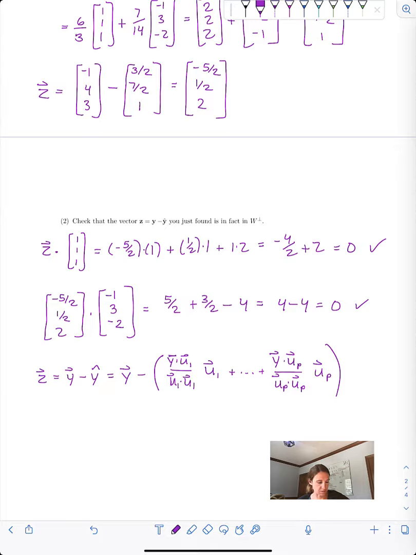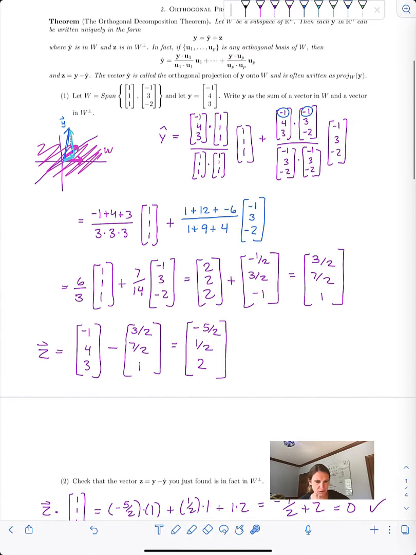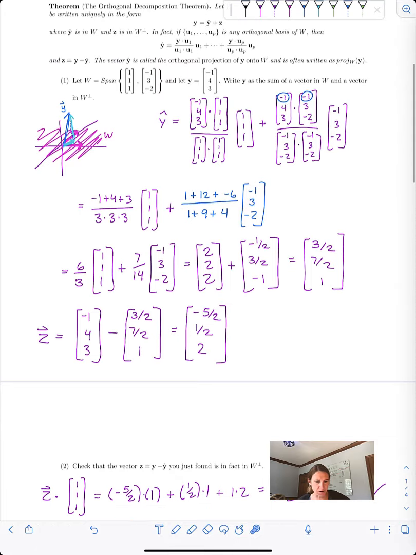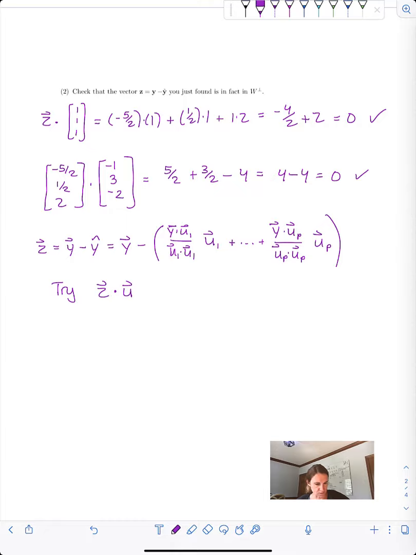So try Z dot U1. Try that for yourself and you'll see. So that's basically taking this whole thing and dotting it with U1. And what's going to end up happening, well, actually, maybe I will talk this through a little bit more. So that U1 through UP is orthogonal. So let's go ahead and do this.